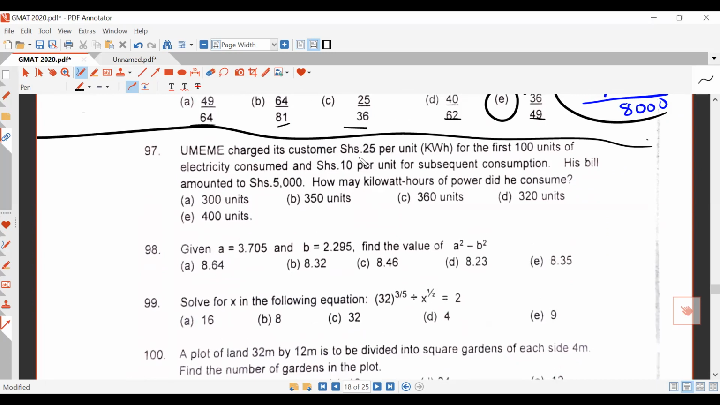Let me check the customer. The charge is for the first 100 units, and then 10 shillings for the subsequent, the rest. In other words, if someone is buying less than a given amount, it may be on the regular price. If someone is buying in bulk, then the company may give a discount on the rest. It's something similar to this. The person says that the bill was amounting to this amount here. But then they're asking how many kilowatt hours of power did he consume?